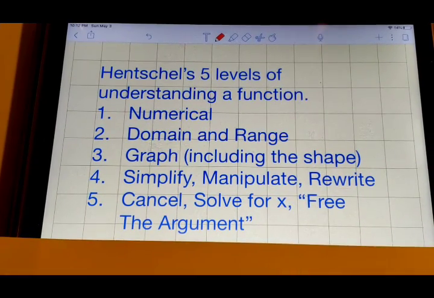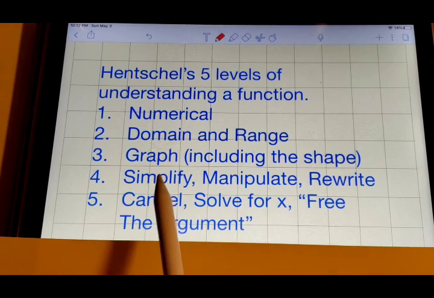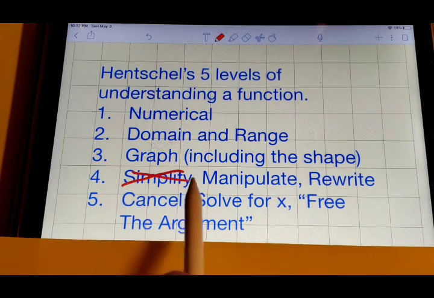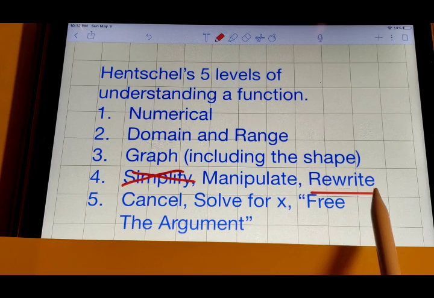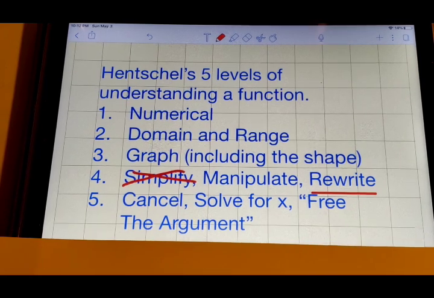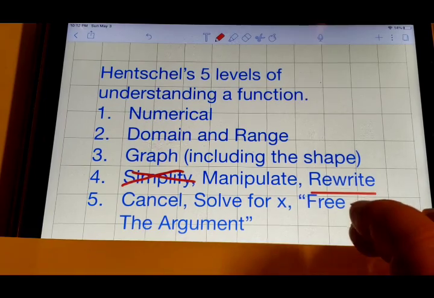You want to understand a function numerically. You want to know its domain and range. You want to know how it's graphed. Simplify is a pretty rare word in the world of functions, but changing it, rewriting logarithm functions, for example, is going to be a big deal. And then once you can do all that, you can cancel, solve for x, and even free the argument.